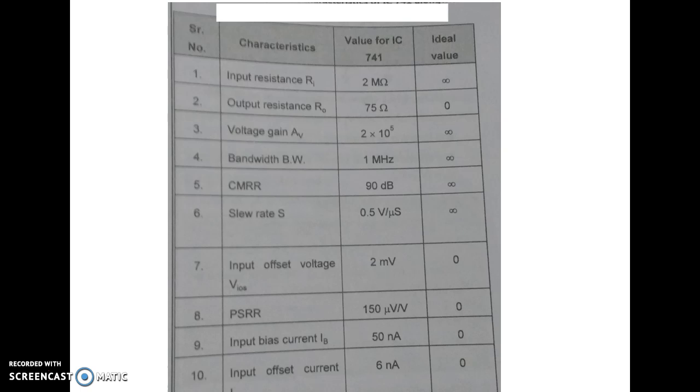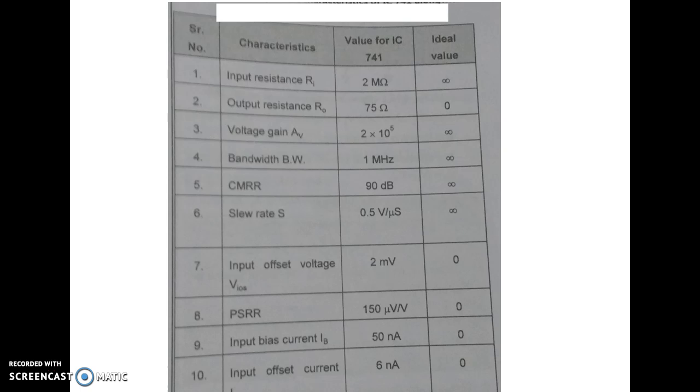If you consider input offset voltage, then ideally for 0 input voltage, the op-amp output voltage should be 0. And if you consider the output resistance, it is defined as the resistance measured by looking into the output terminal of op-amp with the input sources short circuited. It is denoted by RO and measured with respect to ground.